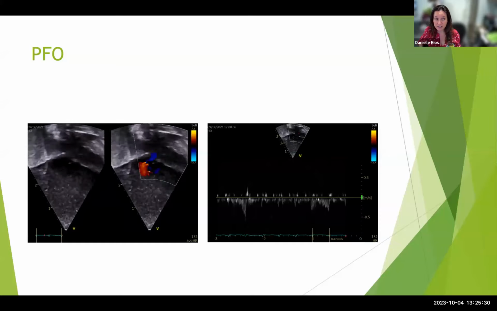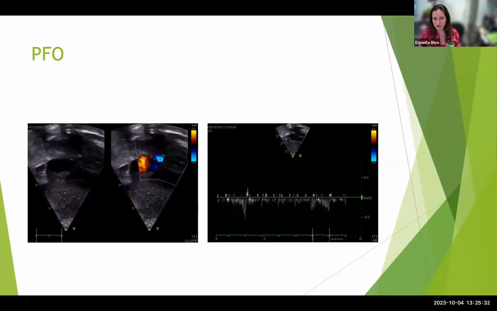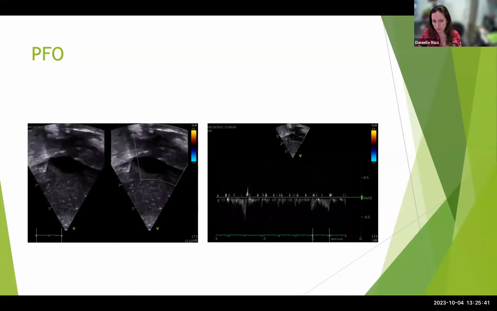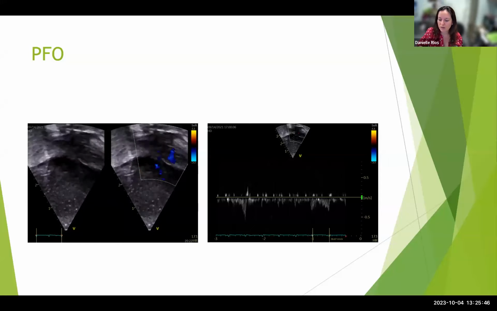On the other hand, a left to right shunt in the presence of high pulmonary pressures could signify increased left atrial pressure, pointing to pulmonary capillary wedge pressure as an etiology of your increased pulmonary pressures rather than increased PVR.